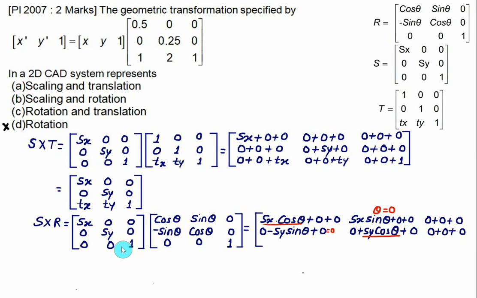Finally, we have the third row and first column. So we have 0 into cos theta is 0, 0 into sin theta is 0, 1 into 0 is 0. Now here is a problem. This term is 0, whereas this term is equal to 1. So this term is not equal to 1, so this choice goes wrong. So choice B is the wrong choice. There is no need to calculate the rest of the terms, because at this position we are getting 0 and in the choice it is 1. So this one is a wrong choice.